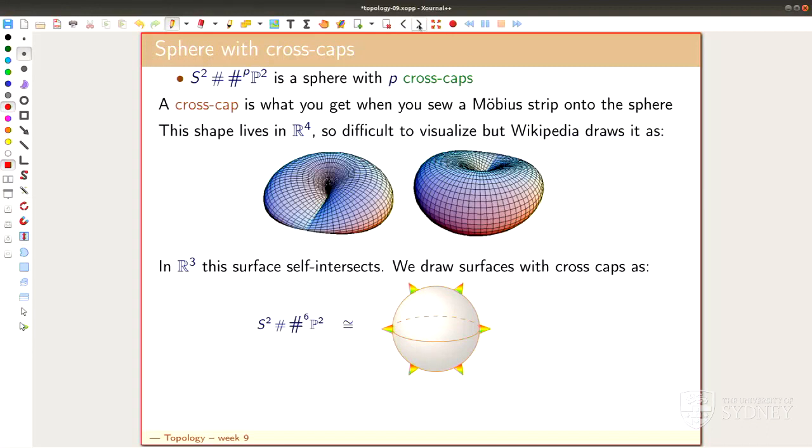Kind of the same idea. You just decorate the S2 with some little picture. I can't draw it, so I just put in a little thing that reminds you that this is a little bit dangerous, if you want.